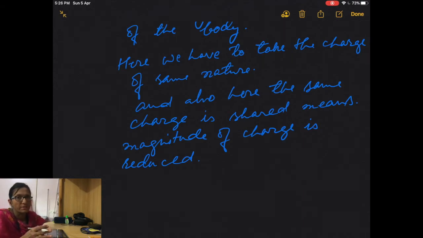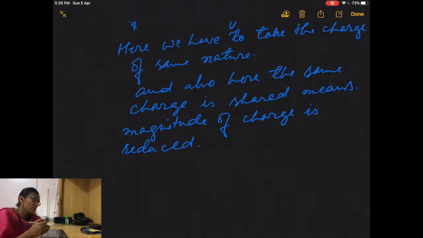But in induction, there was no reduction of magnitude of charge. Rather, the same magnitude of charge but of opposite nature gets developed. So these are the differences between induction and conduction.